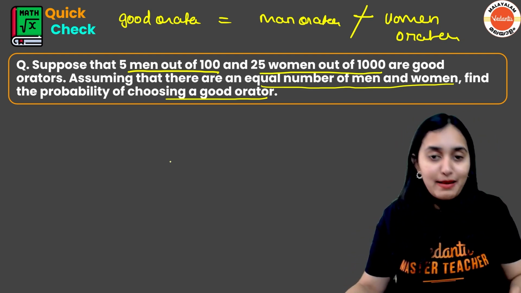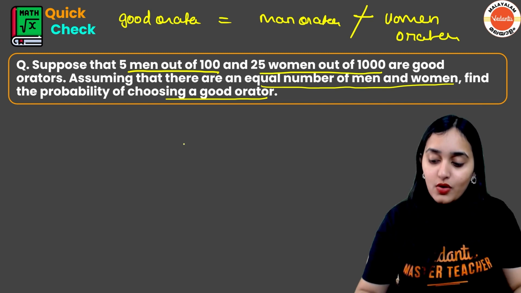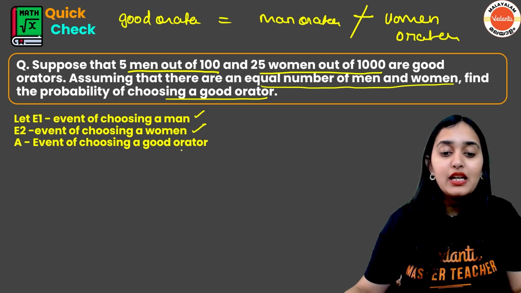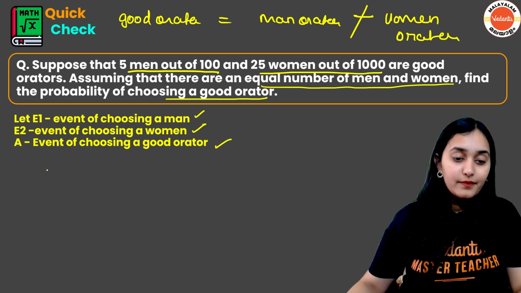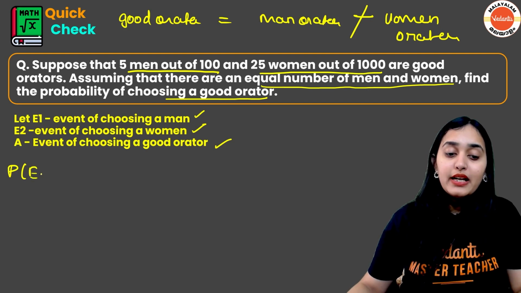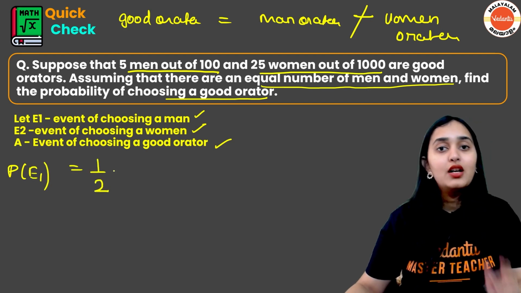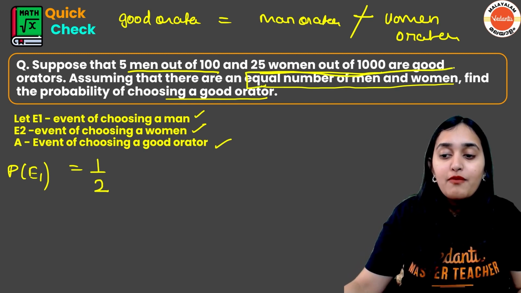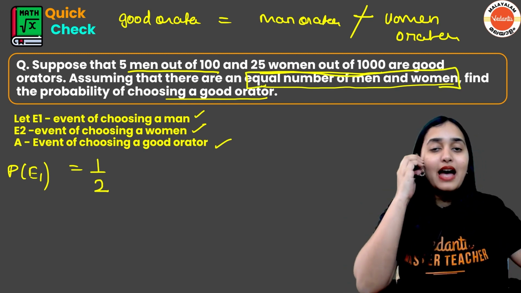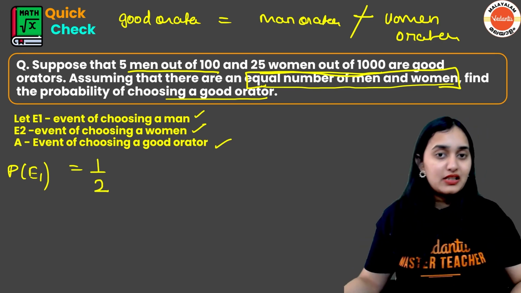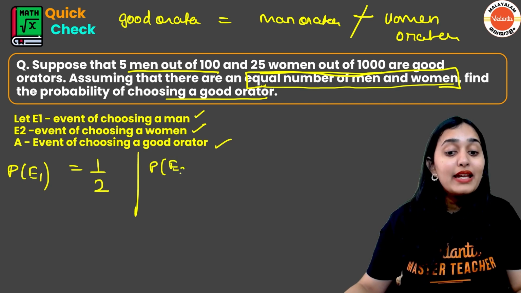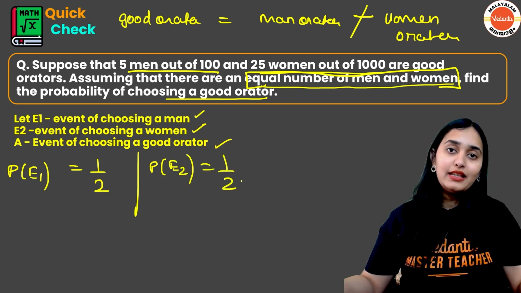So I need total probability here. That's why I will use the formula of total probability. Let E1 be the event of choosing a man, E2 be the event of choosing a woman, and A be the event of choosing a good orator. What is the probability of choosing a man? Half, 1 by 2. Why? Because it is written there are equal number of men and women. So 50% men, 50% women. Similarly, the probability of choosing a woman will be half.